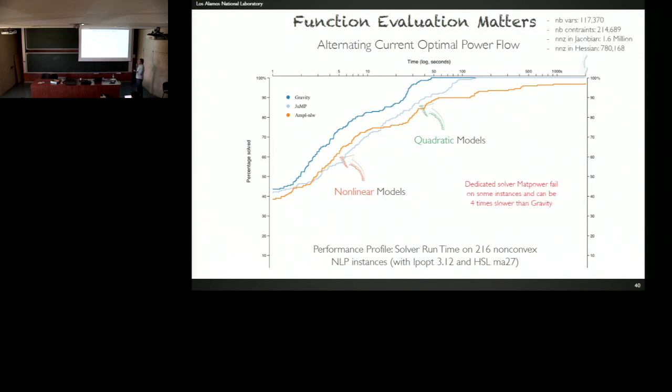One nice fact is that I also tried to solve these instances with a dedicated ACOPF solver. It's called MatPower, and this is just a solver that solves ACOPF, and it was failing on some of the instances, and it was slower than Gravity on other instances. To give you an idea of the size of the problems, the biggest problem here has 100,000 variables, 200,000 constraints, and a lot of non-zeros in the Jacobian and the Hessians.